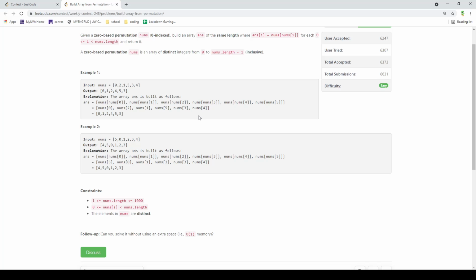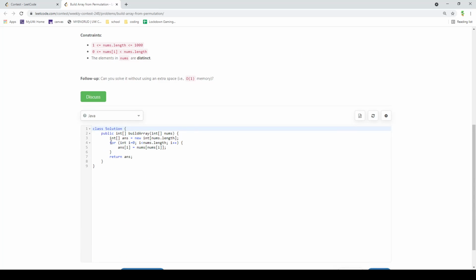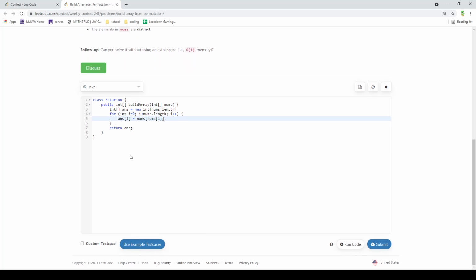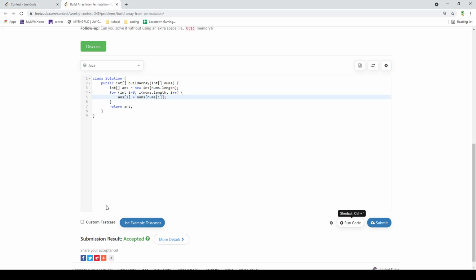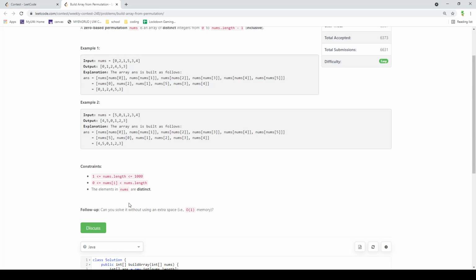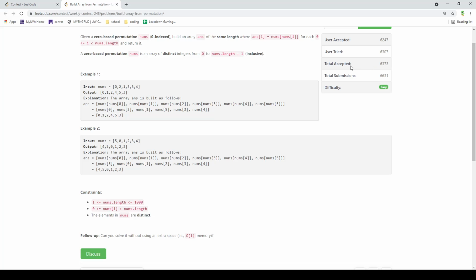So for index I in our answer array, that should be equal to this expression. So what we do is we just go through each I that we need to in our answer array, and we set that equal to this expression and return it. So yeah, and this gets accepted. And yeah, so the first question is fairly easy, which explains the high acceptance rate.